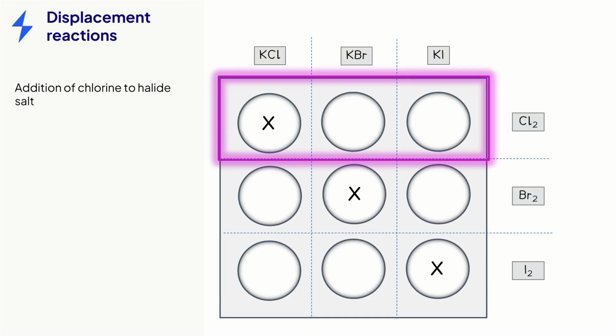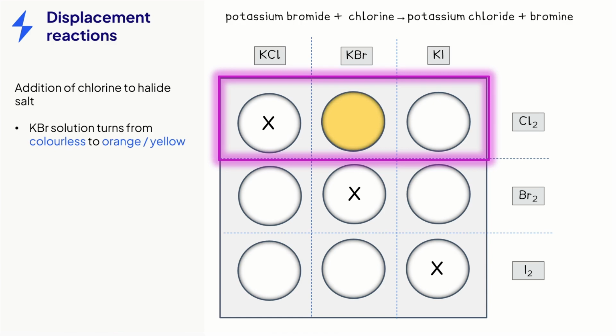We can use solutions of potassium halides and the halogens to show how reactivity decreases down Group VII. If we add chlorine water to separate solutions of potassium bromide and potassium iodide, there are two separate reactions that take place. Remember that the halide salt solutions are colourless. When chlorine reacts with potassium bromide, the solution turns from colourless to an orange-yellow colour. The colour change indicates that bromine solution has been formed, so a displacement reaction has occurred.